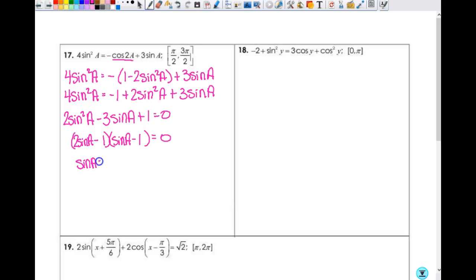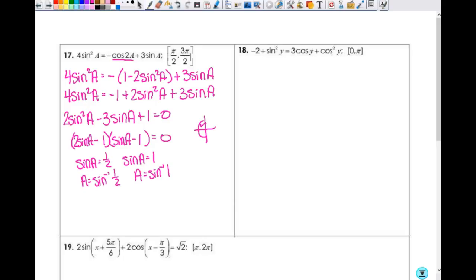So that sine of a is equal to 1/2, and sine of a is equal to 1. So a is equal to sine inverse of 1/2, and a is equal to sine inverse of 1. So I'm going here from pi halves to 3 pi halves. So it's these two quadrants. Both of these are positive, and so sine is only positive in the second quadrant there.